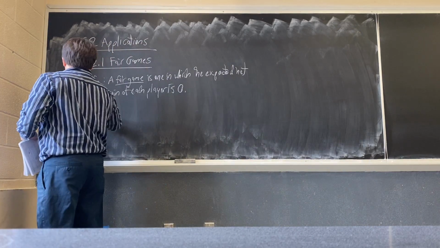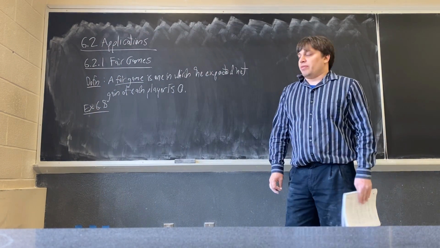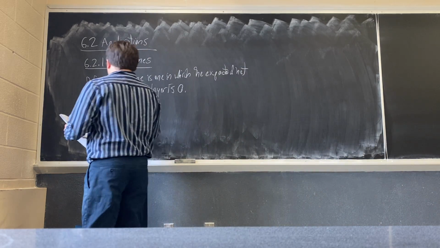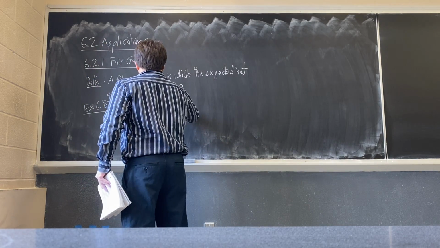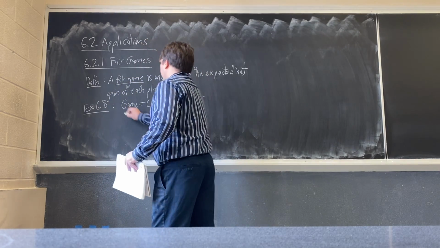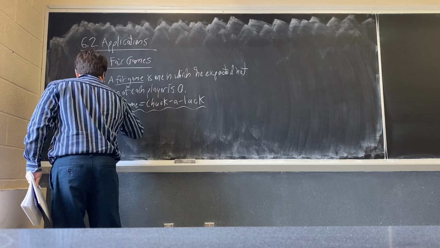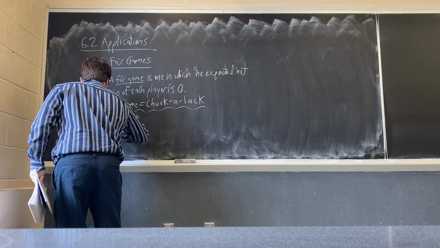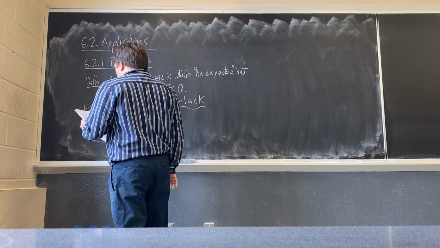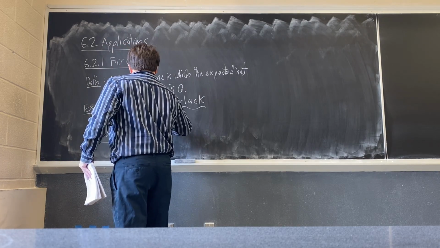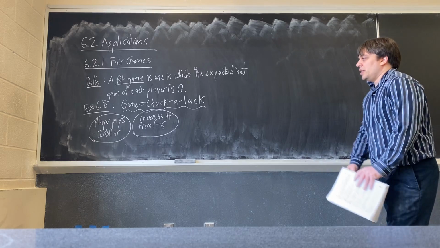And so let's look at example 6.8. In 6.8, we're going to decide whether or not this game I'm going to define is a fair game. Okay, so the game is called Chuck-a-Luck. So that's the name of the game, Chuck-a-Luck. And so the player pays $1, and he chooses a number from 1 to 6.